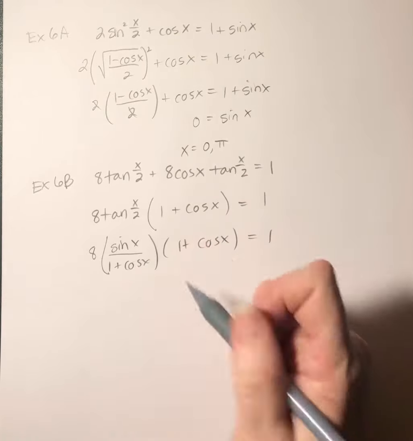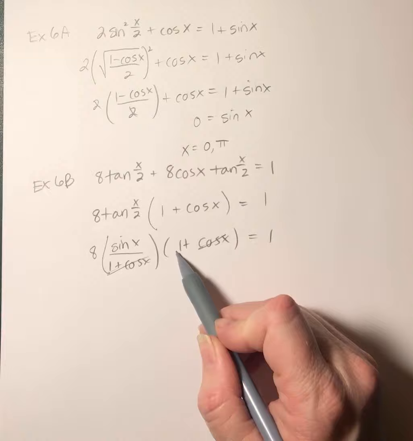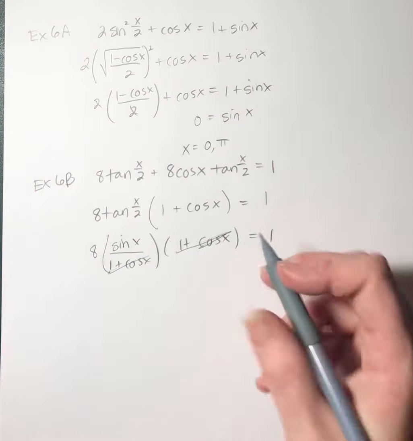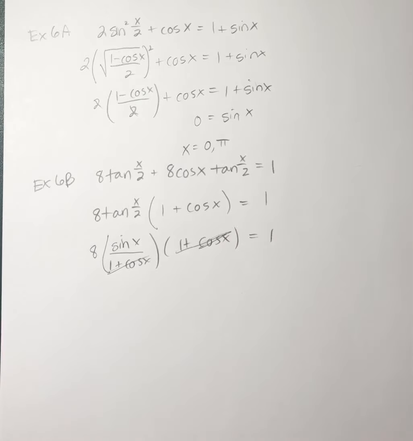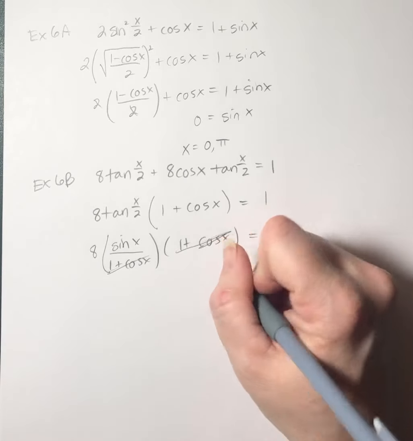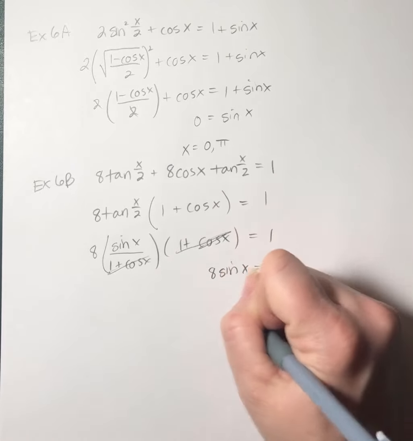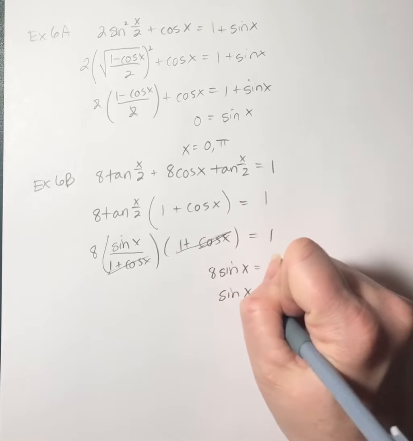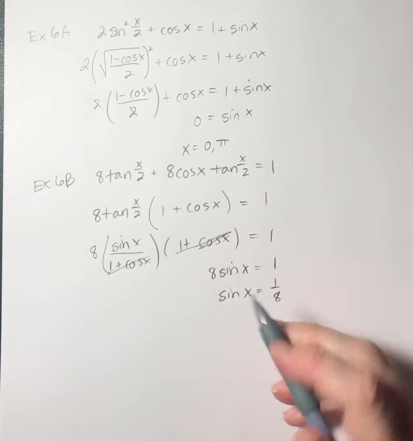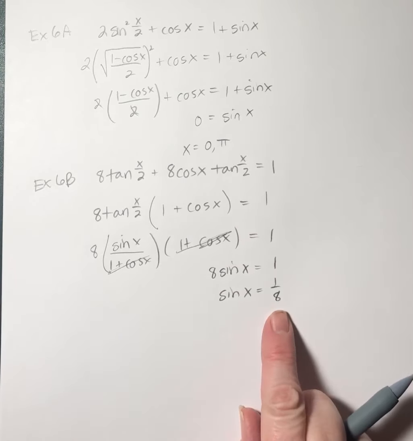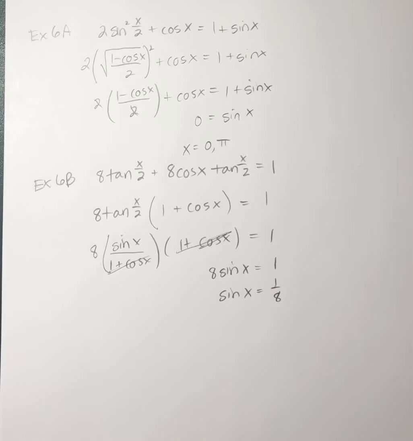And so those cancel. So I have 8 sine of x equals 1. Divide by 8. Is the sine of x equal to 1/8 one of the ones that we are supposed to know? No, that's not an ace answer.